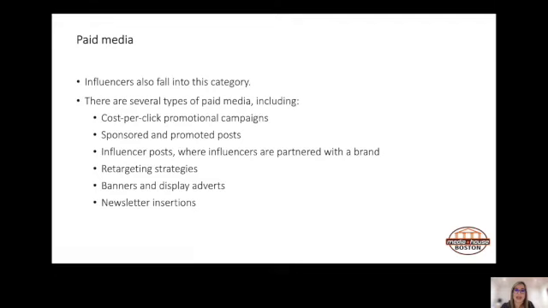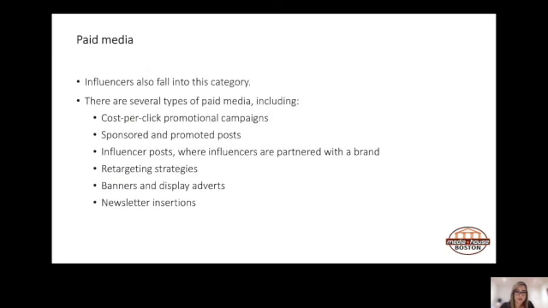Earned media is exactly that, media that I've earned. Earned media is anywhere where a comment can be left. So whether it's on a social media page, whether it's on a website, okay, whether it's on a TV program about the radio station, whether it's in a newspaper, etc.